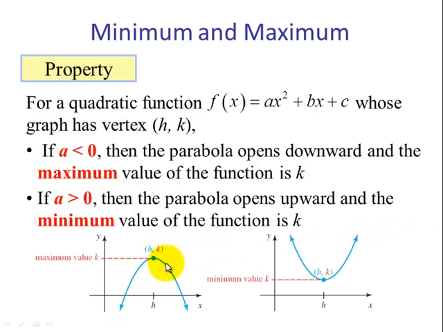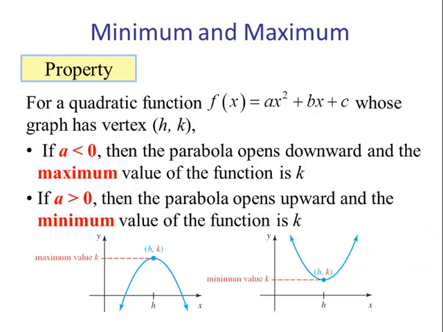Here in this case, a is a negative number. We have a maximum, and that maximum occurs at the vertex and it has height k. This parabola is opening upward. It has a minimum, so that means a is a positive number and that minimum value is k. And again, the point is the vertex.